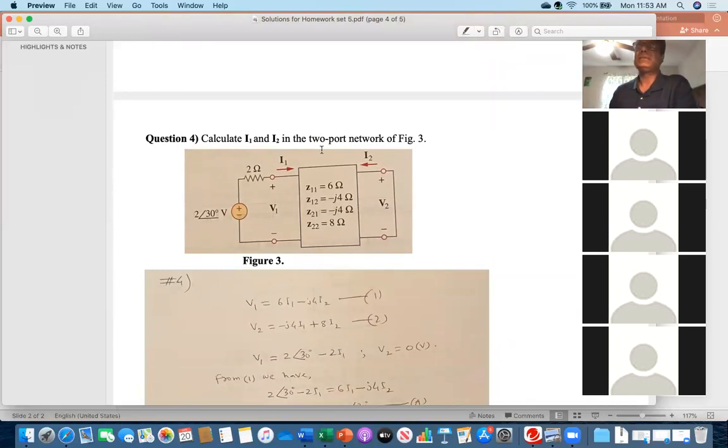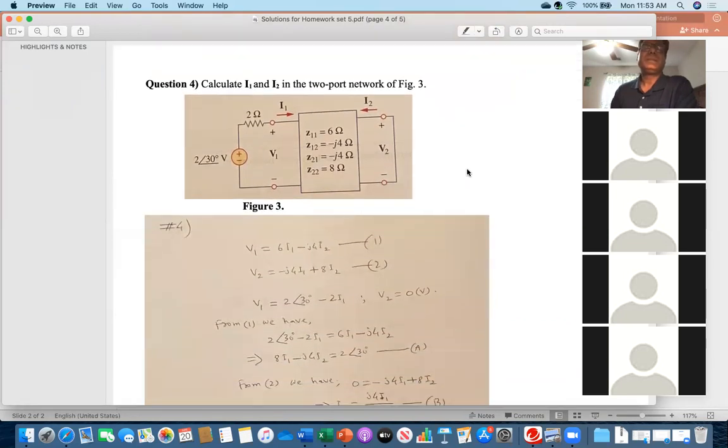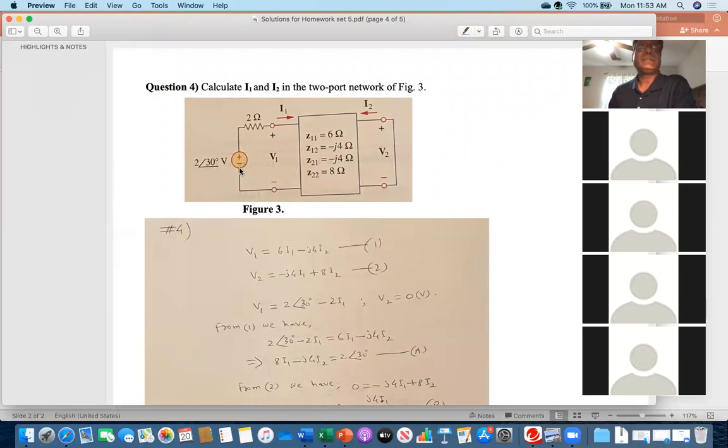Calculate I1 and I2 in the two-port network of figure 3. So you see, on the left side, there is a voltage source 2 at an angle of 30 degrees, 2 ohm resistance, the current I1 entering. Here the voltage is V1, and then those values were given, the G parameters G11, G12, G21, G22. And on the right side, this is short circuited, and then the I2 current is entering and the voltage is V2.